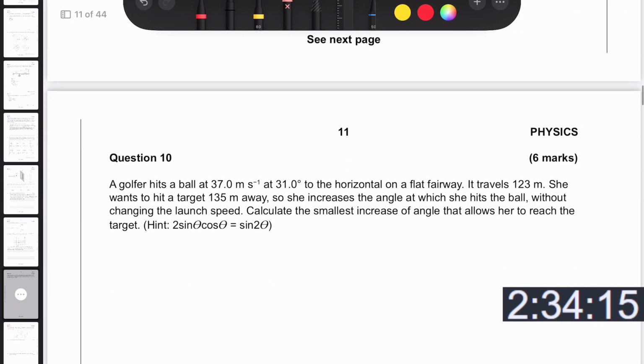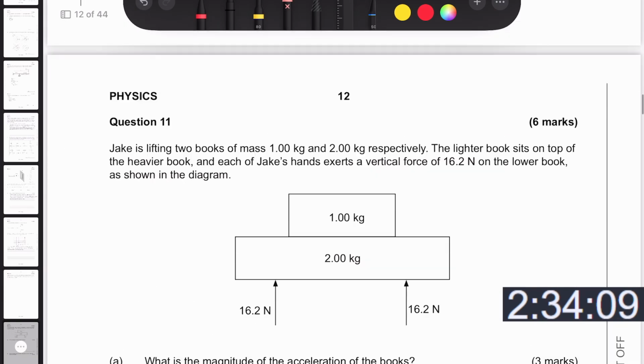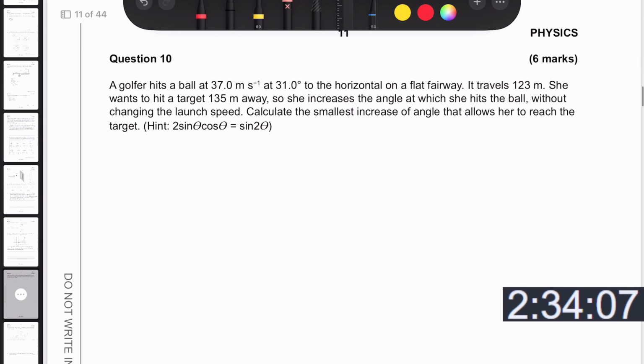Okay, a golfer hits a ball 37.7 meters per second at 31 degrees to the horizontal on a flat fairway. This is the last question. There's one more. It travels 123 meters. She wants to hit the target 135 meters away, so she increases the angle at which she hits the ball without changing the launch speed. Calculate the smallest increase of angle that will allow her to reach the target.